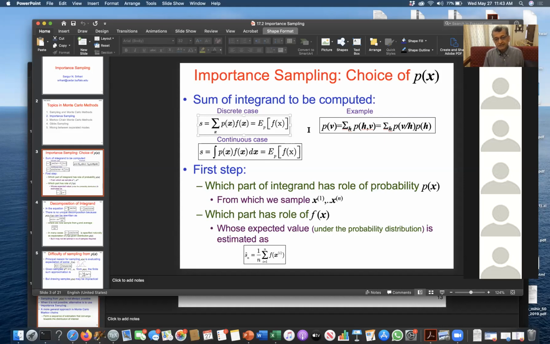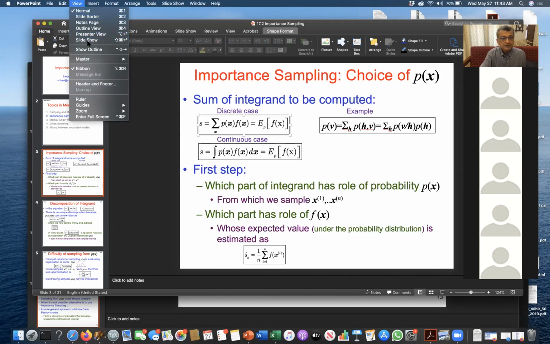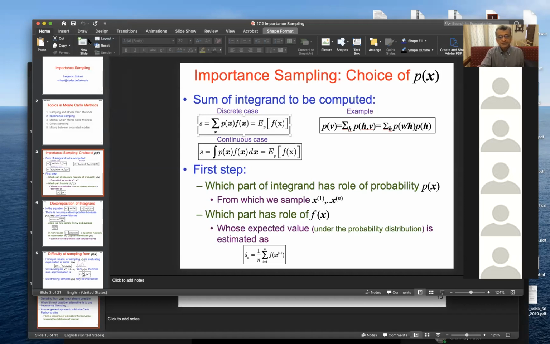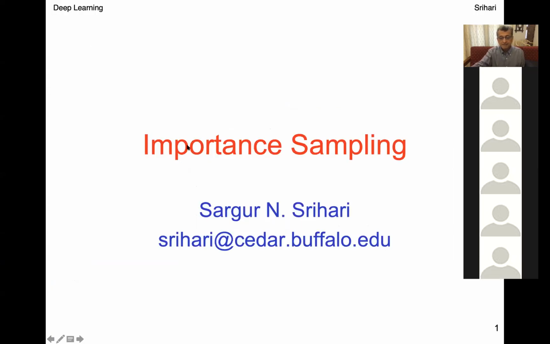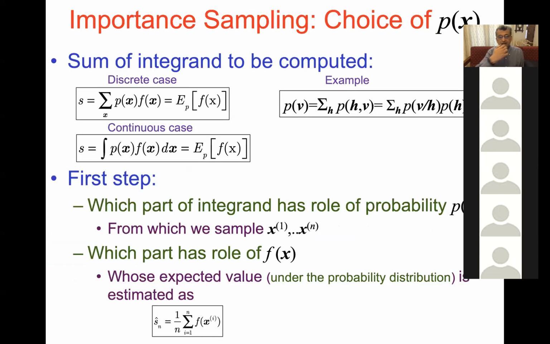Sir, please put slideshow, sir. The equations are not visible. Okay, all right. Slideshow. Let me just go to slideshow. Okay, good. Now we can see it, right? Yes, sir. Thank you, sir. Excellent. Now the equations are better visible.